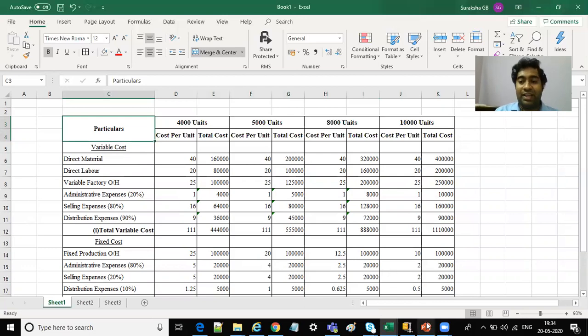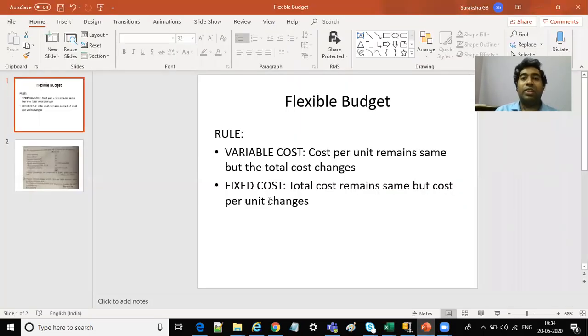So I'll revise once again what we have discussed. We have discussed two golden rules of flexible budget, for the variable cost and the fixed cost. Variable cost rule says cost per unit remains same, but the total cost changes. And the rule of fixed cost is total cost remains same, but cost per unit changes. So these are the two rules. If you are able to recall these two rules, then it is very easy for you to solve the problems on this.